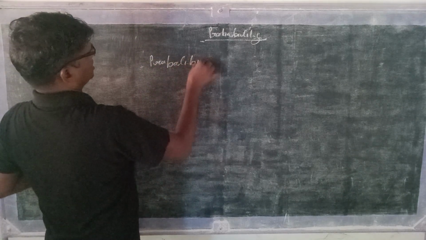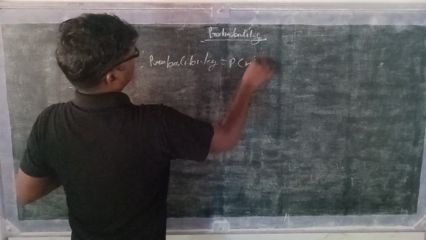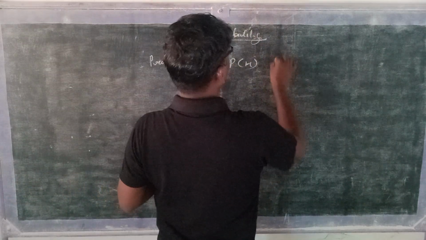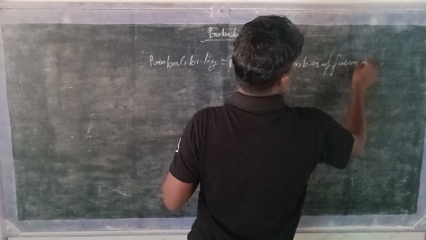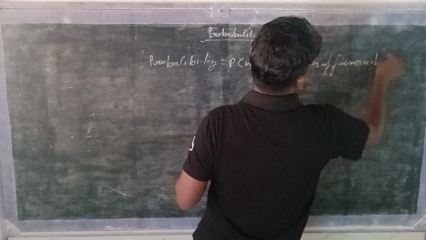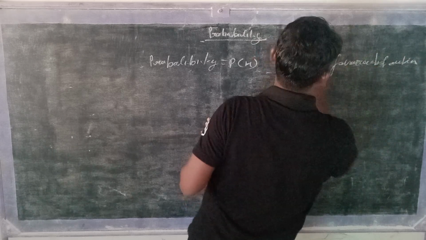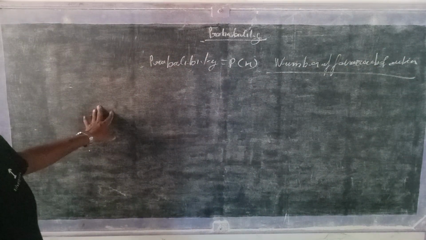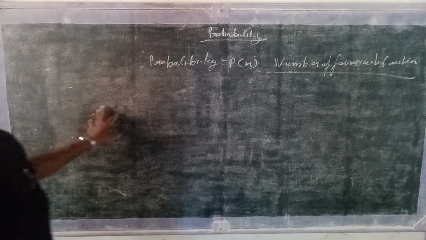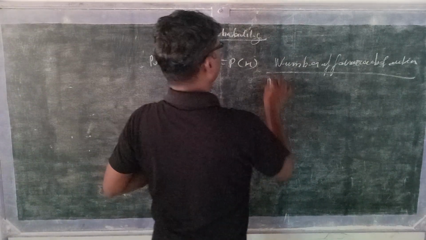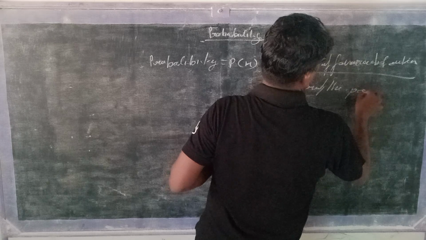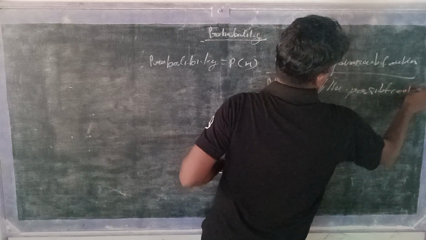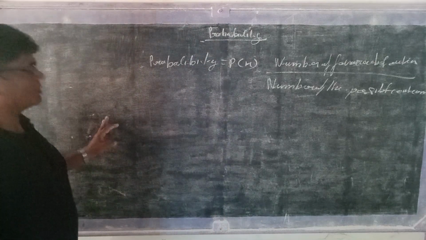Probability is equal to the number of favorable outcomes, which we will divide by the number of possible outcomes. Number of favorable outcomes divided by number of possible outcomes.